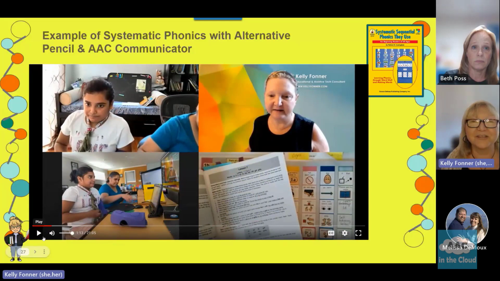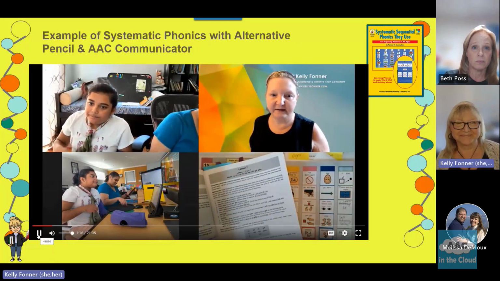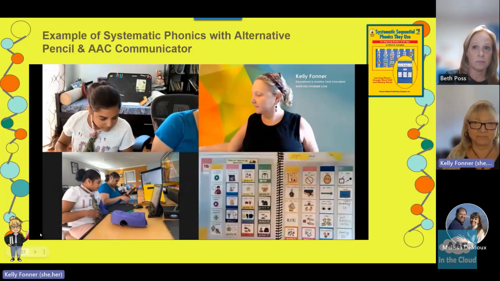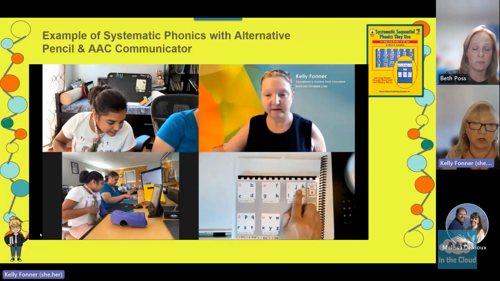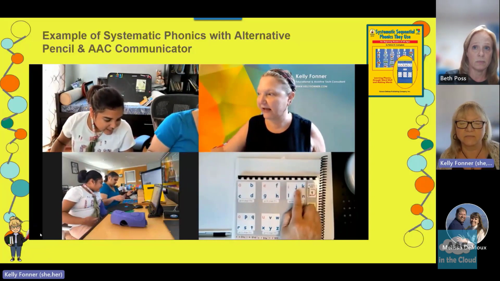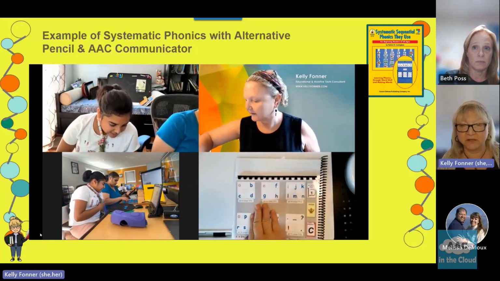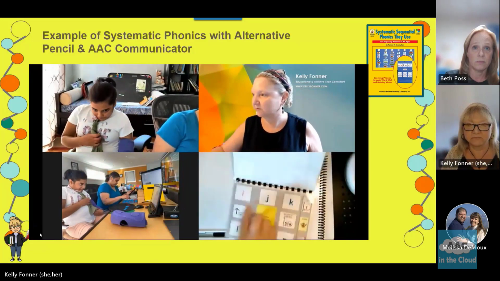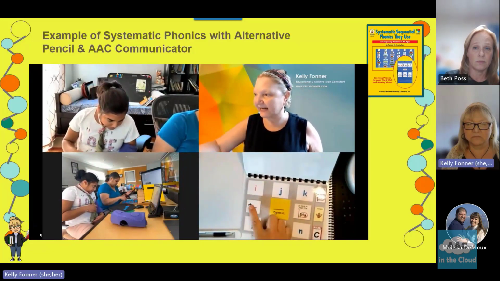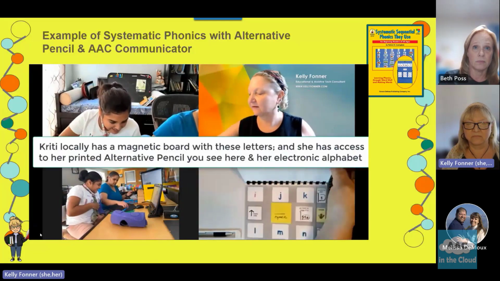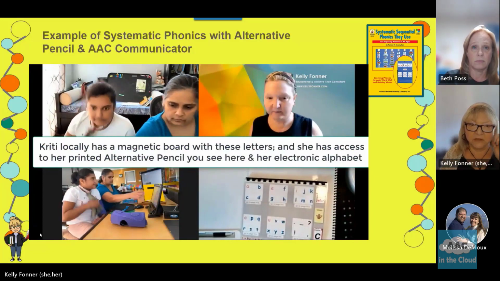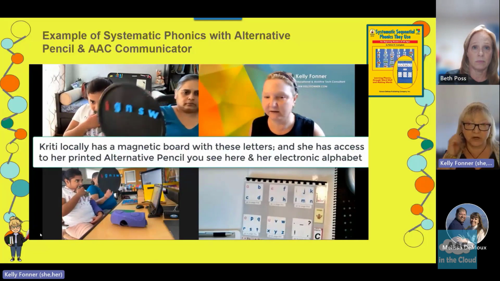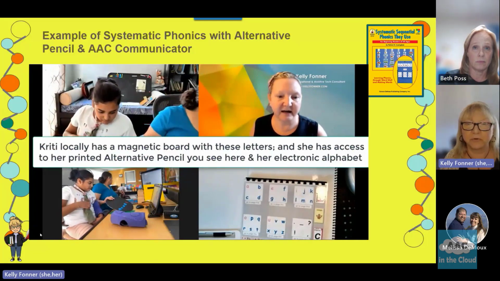She doesn't like to go back and repeat stuff, so new is a big thing. What letter? I'm going to go to my alphabet. Now you're going to see a screenshot from her custom alphabet. I, J, K, L, M, N. This is her alternative pencil. And one of our vowels is I. All right. One of our vowels is letter I. And she's got a magnetic board as well as her electronic alphabet. See her mom showing you the board. I.